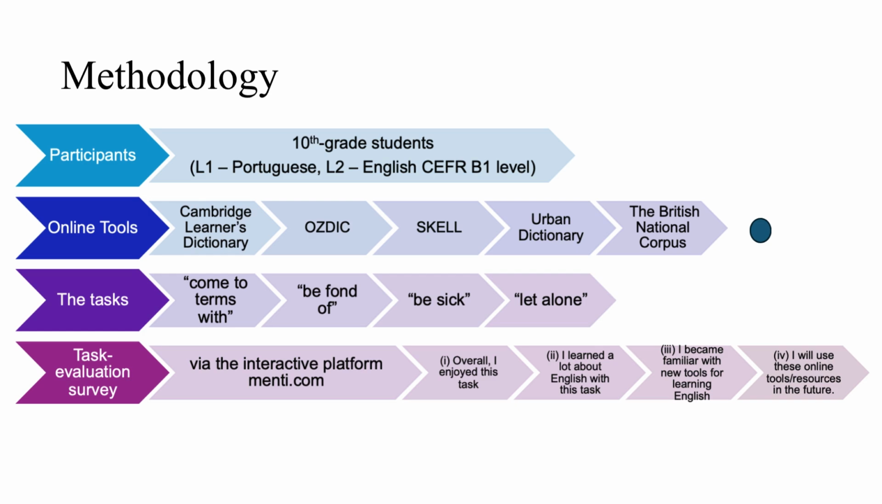In relation to the tasks, students had to fulfill 5 tasks associated with the collocations or phrases that you may see in the slide: come to terms with, be fond of, be sick, and let alone. That will be explored in the next slide. After completing the tasks, students answered an online survey via menti.com. The online survey aimed to evaluate the impact of using the online tools involving corpus linguistics and the extent to which they would likely use some of them in the future.